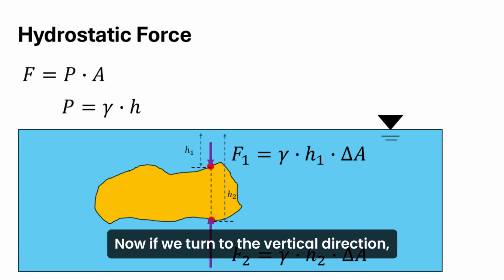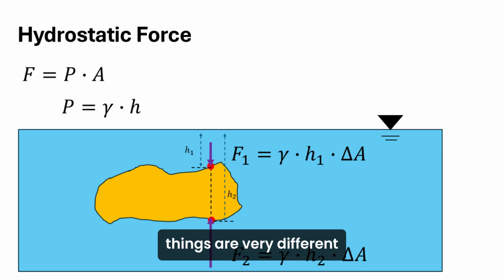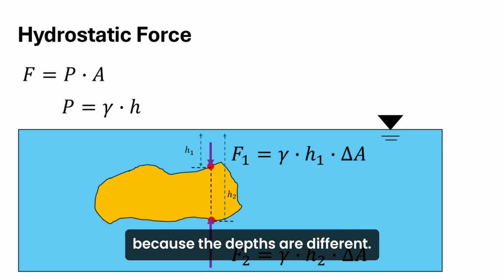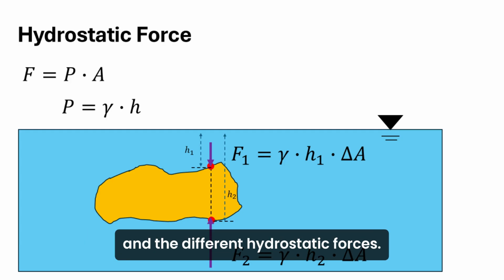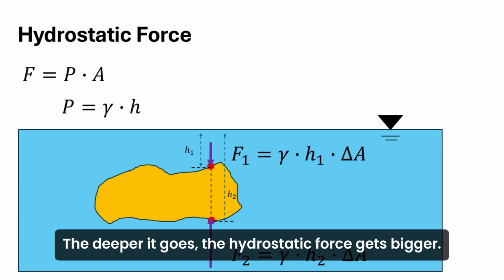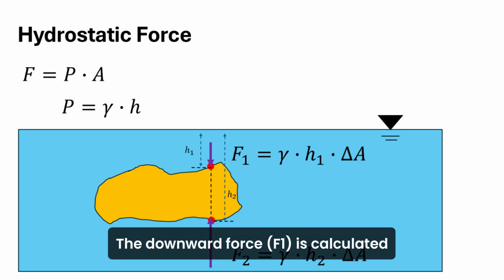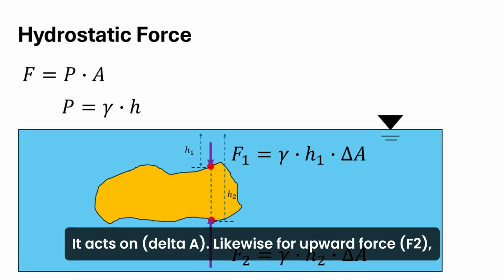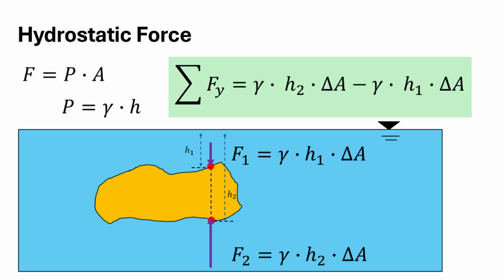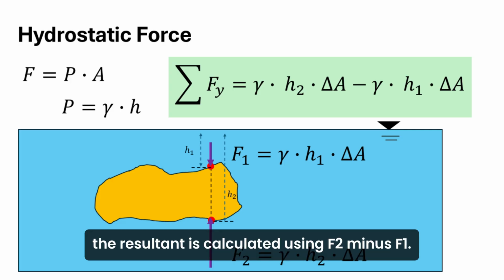Now, if we turn to the vertical direction, things are very different. Because the depths are different, we now have different hydrostatic pressures and different hydrostatic forces. The deeper it goes, the bigger the hydrostatic force gets. The downward force, F1, is calculated with pressure multiplied by the area it acts on, delta A. Likewise, for the upward force, F2, as illustrated here, the resultant is calculated using F2 minus F1.